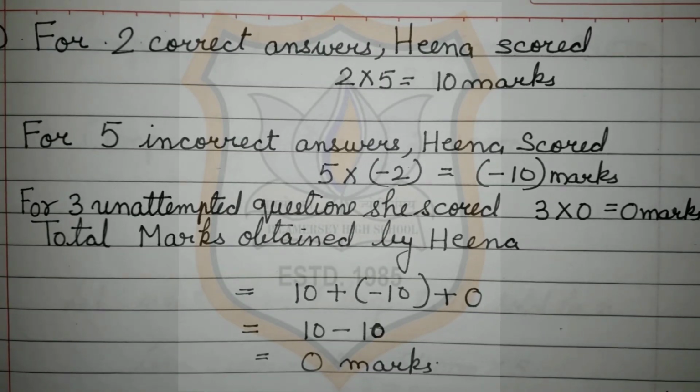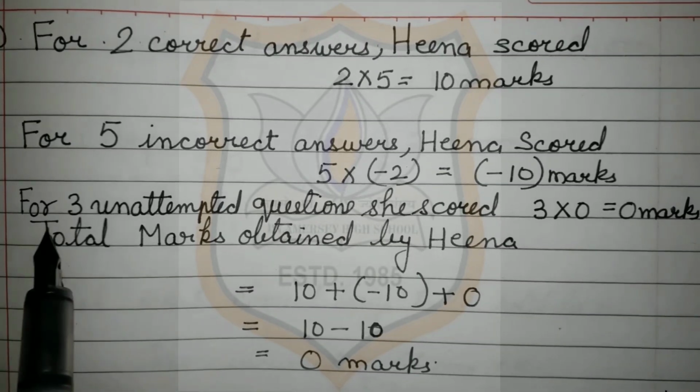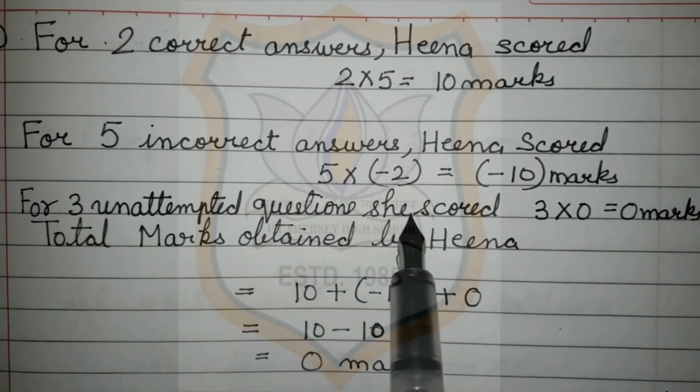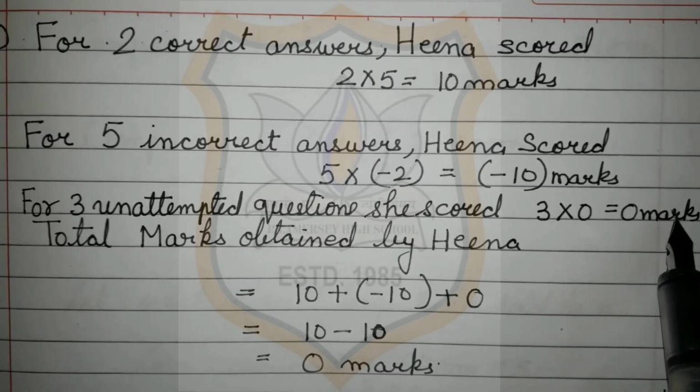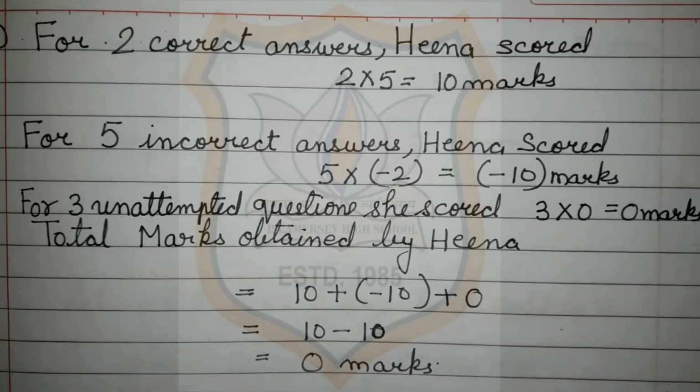As you all know, total questions were 10. Out of 10, she attempted 7 questions. 3 questions remain unattempted. So, for 3 unattempted questions, she scored 3 into 0, that is equal to 0 marks.